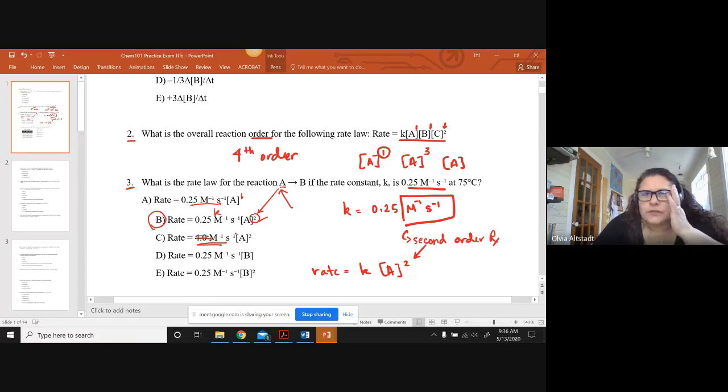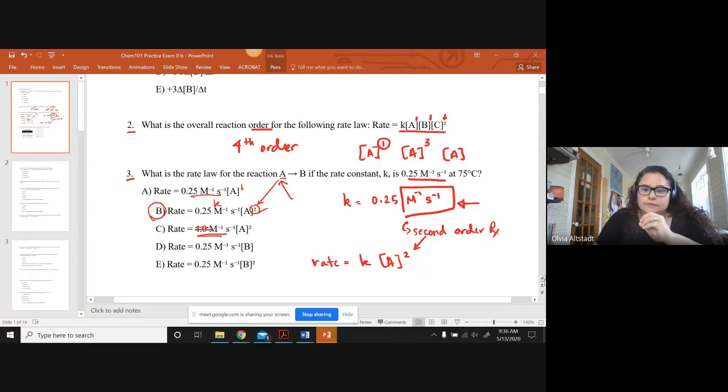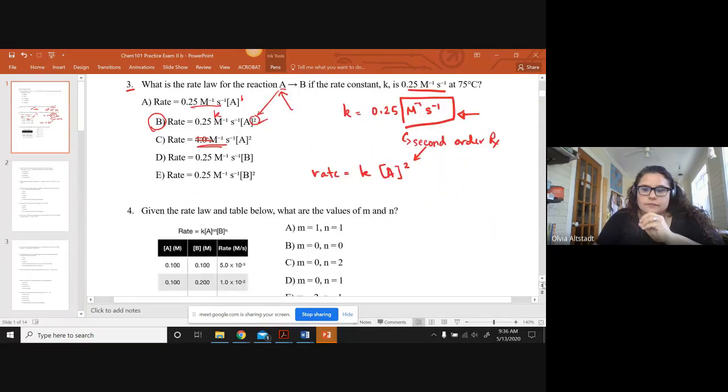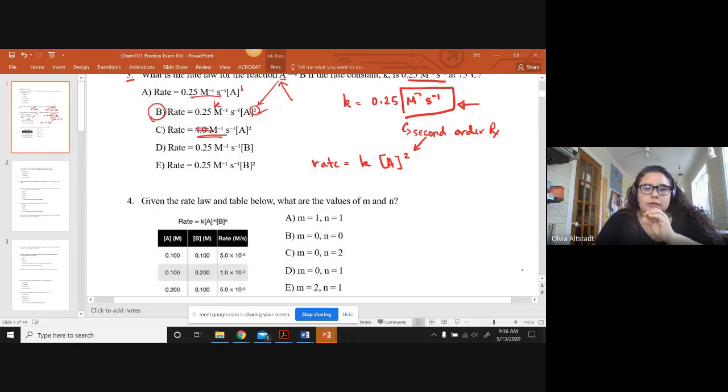Any questions with this one, number three? Okay. It's a different way to figure out the order of the reaction. If you noticed, I did not include, I don't think I did. Let me double check that before I say that. Yeah, I did not include any of the problems where, oh yeah, I did. This is it. Okay. I thought I didn't.